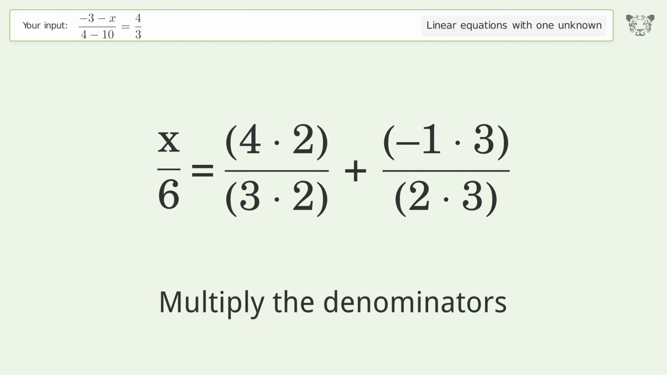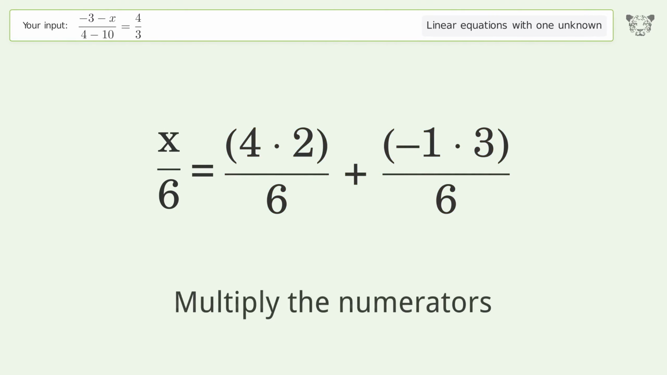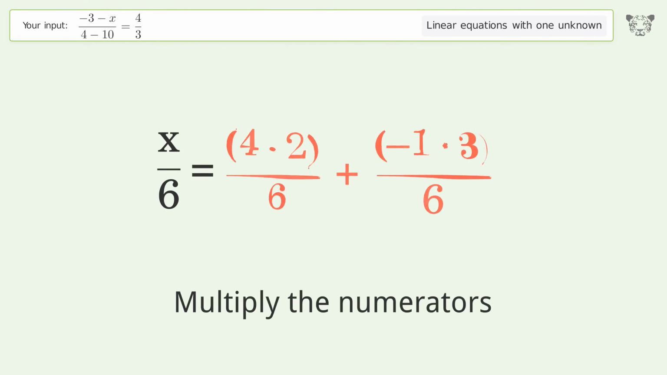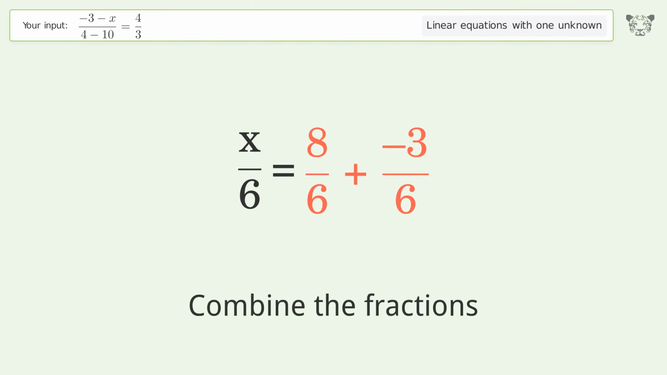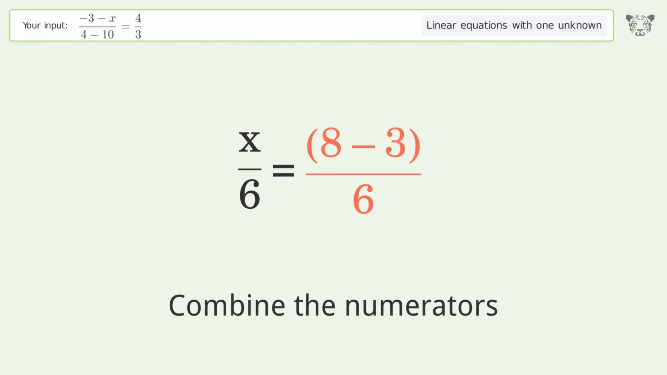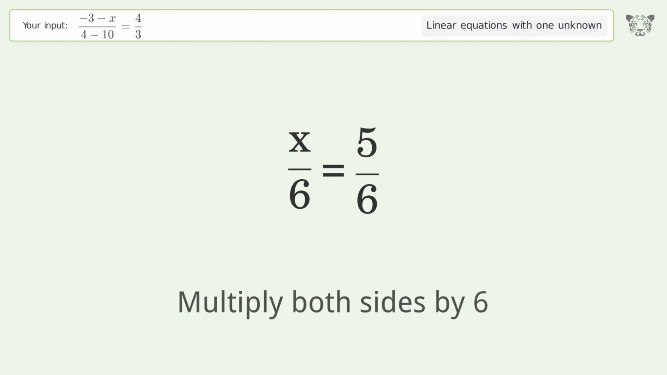Multiply the denominators. Multiply the numerators. Combine the fractions. Combine the numerators. Isolate the x. Multiply both sides by 6.